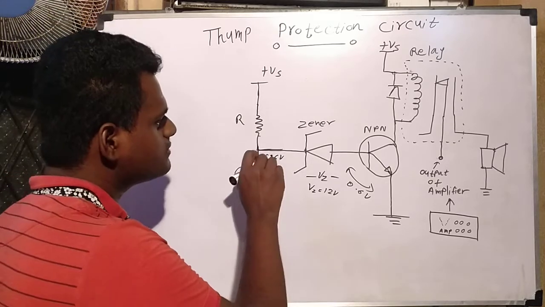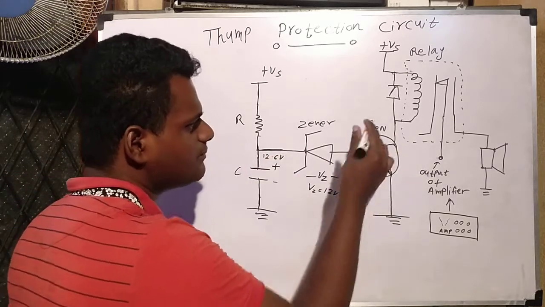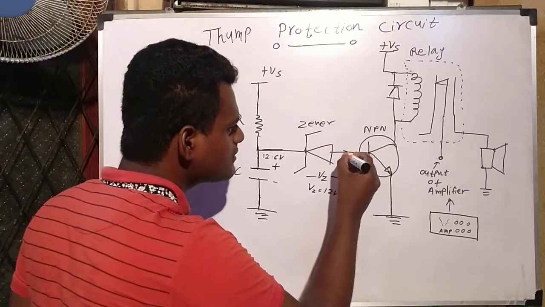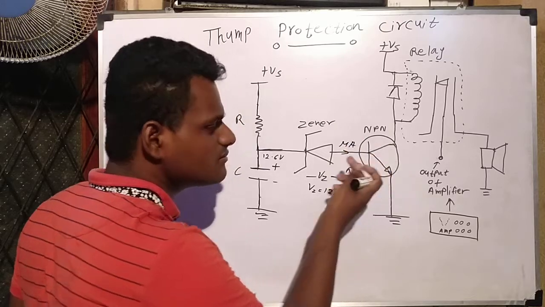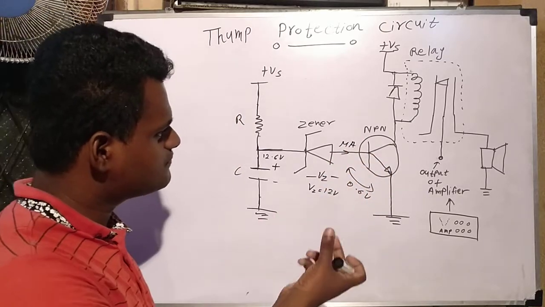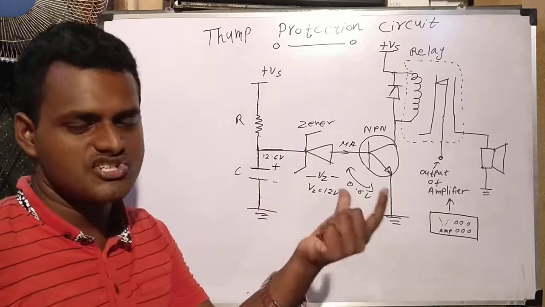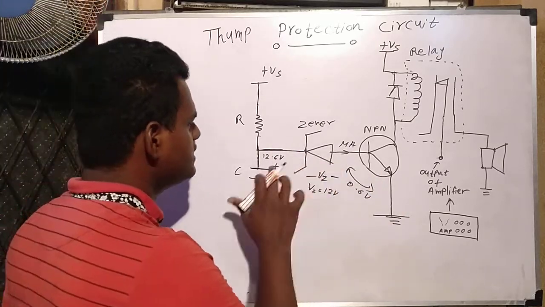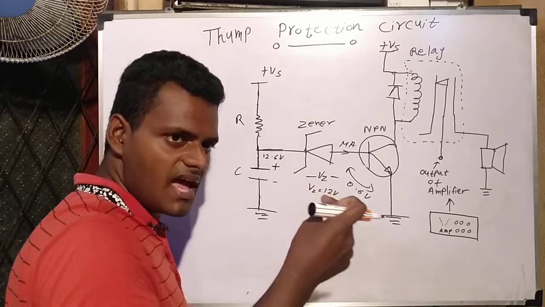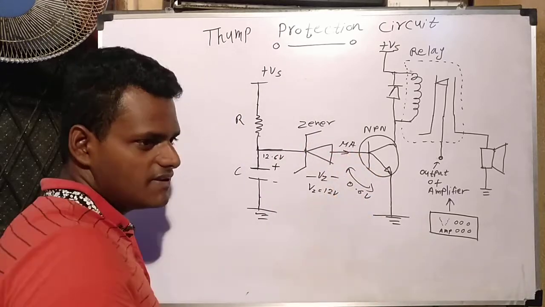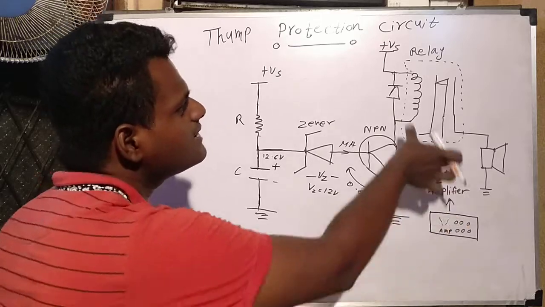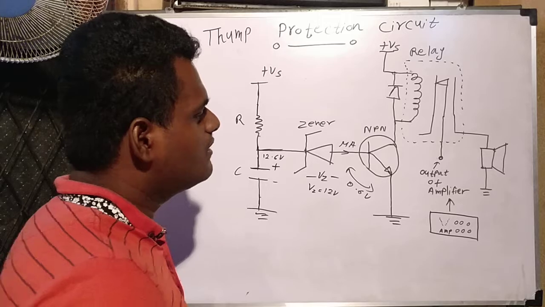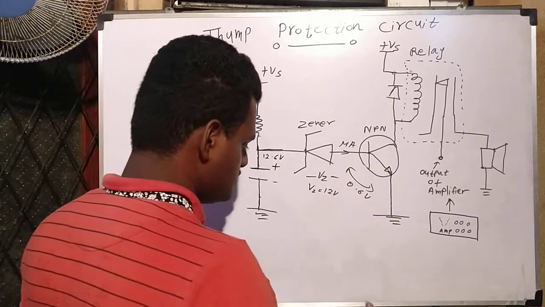Why? Because in this circuit, this NPN transistor, if we bias this one, is also pulling a microampere of current, that much current. So it cannot discharge the capacitor quickly. So if the power suddenly comes back, the relay may also turn on, and that gives noise. So we had to use another method.